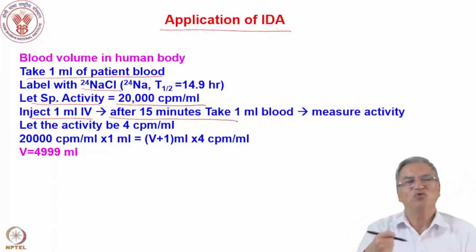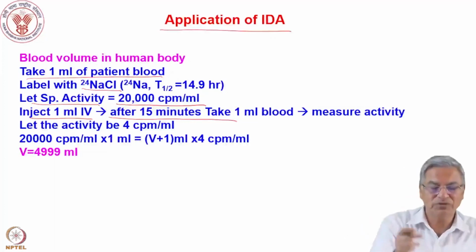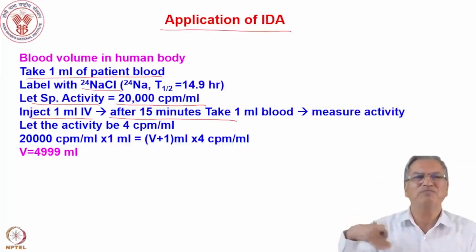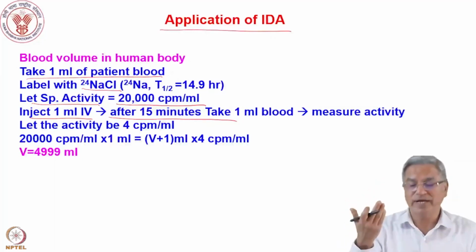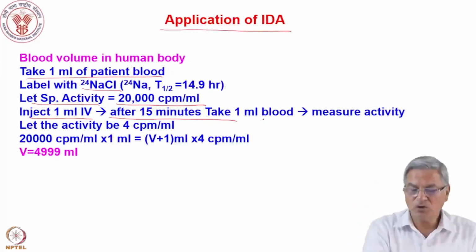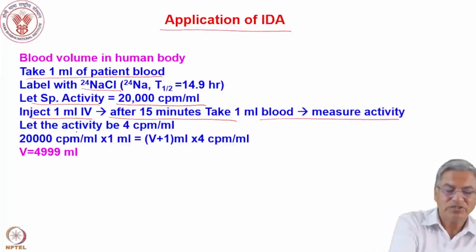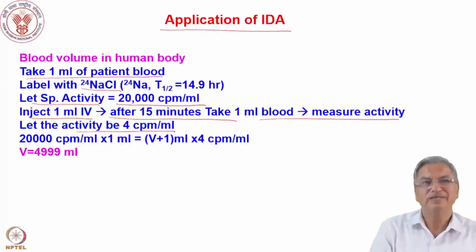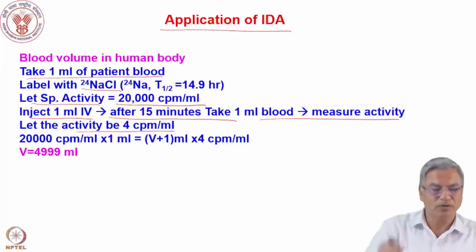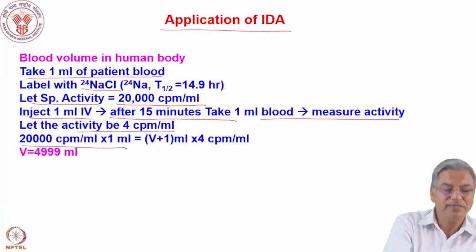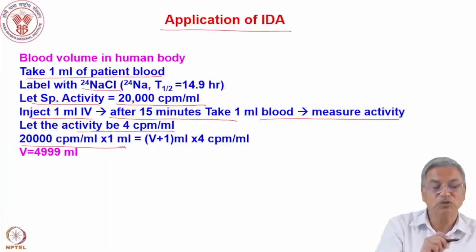So what has happened is that this 20,000 counts per minute activity has now distributed in the entire human body. Whatever volume we have, it is equated with that in 15 minutes. And now you take out 1 ml and measure the activity of sodium-24, and let us say you got 4 counts per minute in that 1 ml, which you got later. So now you can put the initial activity, 20,000 counts per minute per ml into 1 ml. This is what you added.